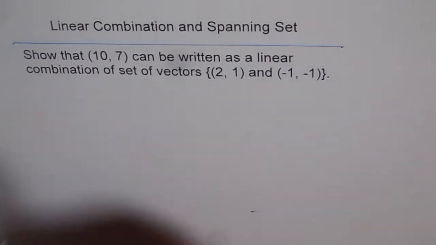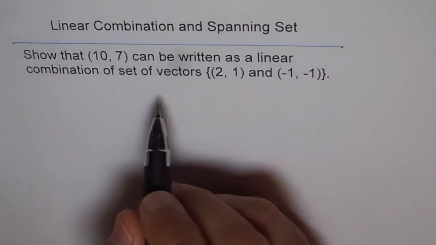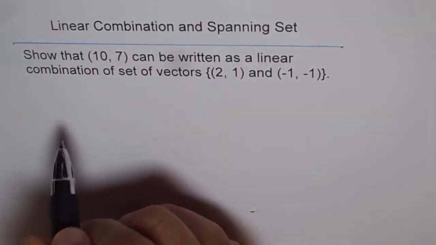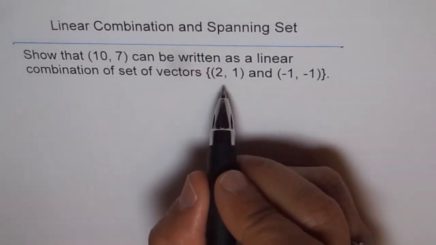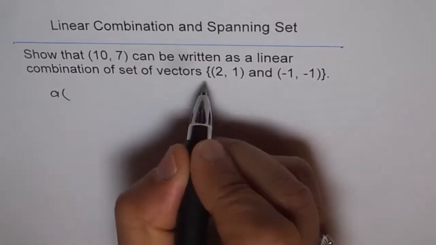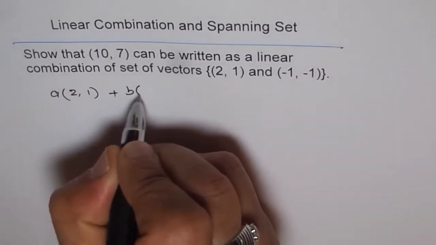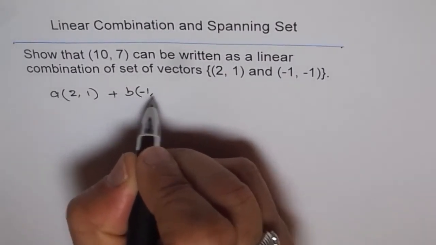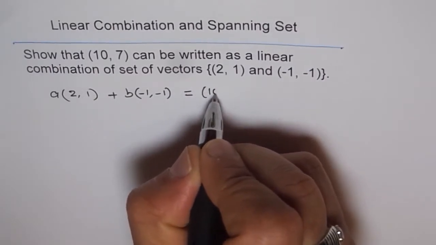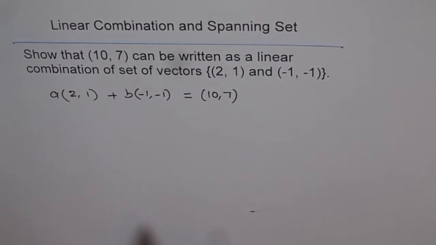So take this as a vector. That is the question. That really means that we have to write this vector (10, 7) as a linear combination of these two. Linear means A times the vector (2, 1) plus B times the vector (-1, -1) should be equal to the vector (10, 7). So that is what we need to do.